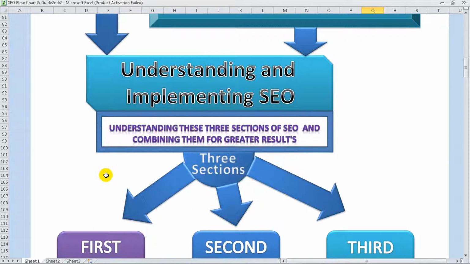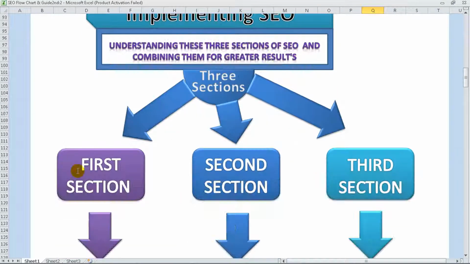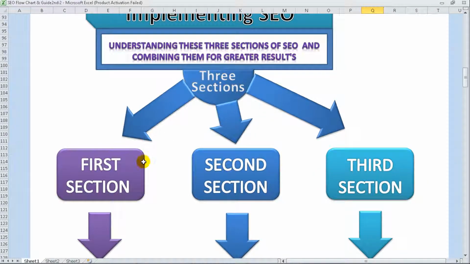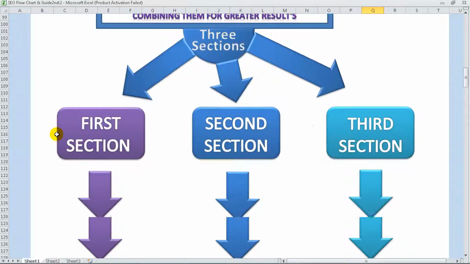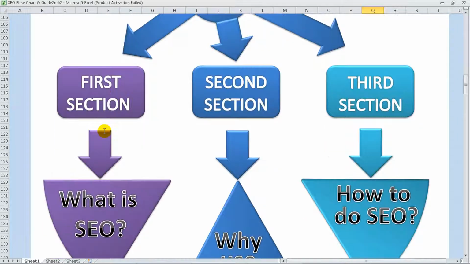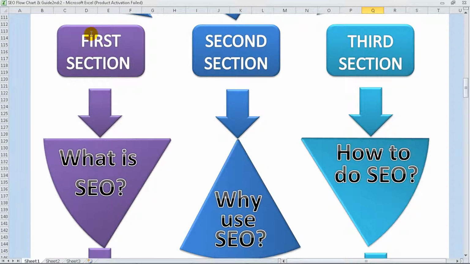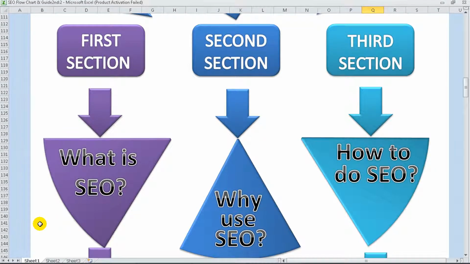First off, we'll have to understand three sections. So I'll just read what I've written down on this sheet. It says understanding these three sections of SEO and combining them for great results. So the three sections, as you see, are the first, second, and the third. Now with anything you have to start from the beginning, so we'll have to go to the first. The first section is what is SEO? The second section is why use SEO? And the third section is how to do SEO.